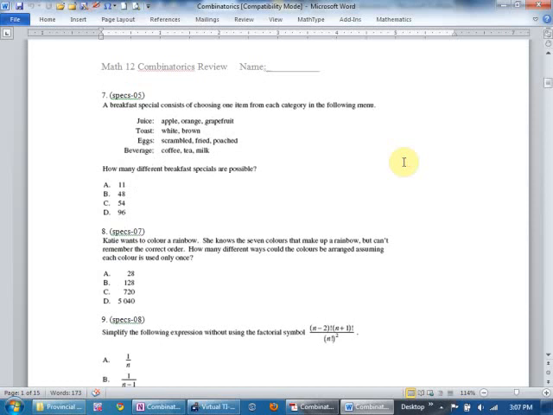Oh, number seven is a great example of a fundamental counting principle question. For some reason, I missed that. But when I look at number seven, we have juice, toast, eggs, and beverages. How many different breakfast specials are possible? Right? 3 times 2 times 3 times 3. Okay?